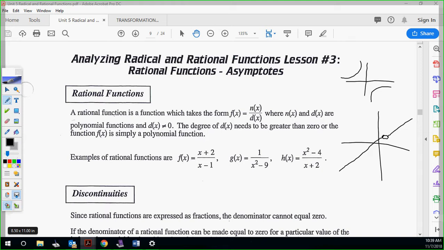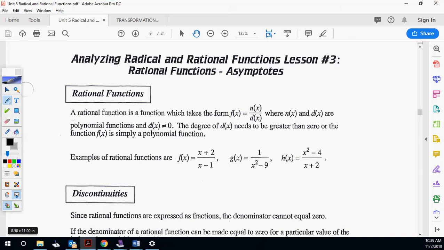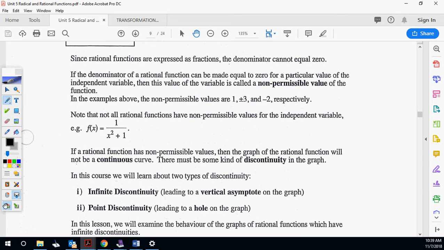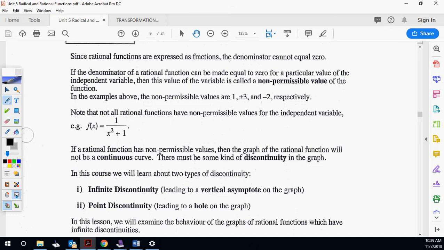All right. So rational functions, we just talked about this, simply is your functions in terms of fraction form with you usually have variables on top and bottom, or one or the other. So what I was talking about here, discontinuities. Since rational functions are expressed as fractions, the denominator cannot equal 0. That's the main issue that we're talking about within these two sections. If the denominator of a rational function can be made equal to 0 for a particular value of the independent variable, then this is called a non-permissible. Okay, that's what we talked about already from Math 20.